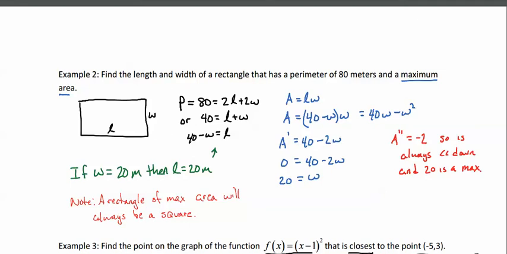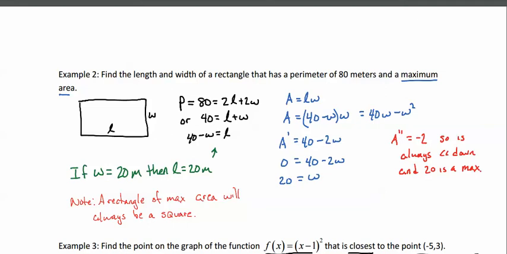This is our secondary equation. This is an equation that relates the two variables with a constant. Whereas our area equation, our primary equation, A equals L times W, has an area that we're trying to maximize. So we don't have an actual constant value for our area. In order to simplify our area down to one variable, we'll take our perimeter equation.